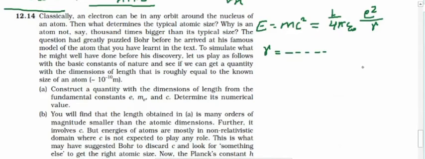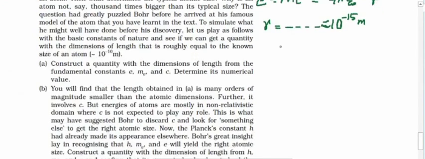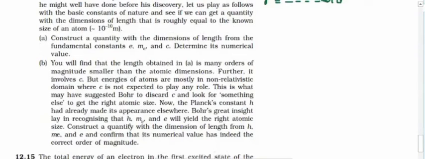When you cross multiply that equation, you will get a quantity with the dimensions of length, and you can see the value will be in the order of 10 power minus 15 meter, which is much less than the Bohr orbit. Now see part B. Again you are asked to calculate the same length with the help of some other quantities like m, h, e, etc.